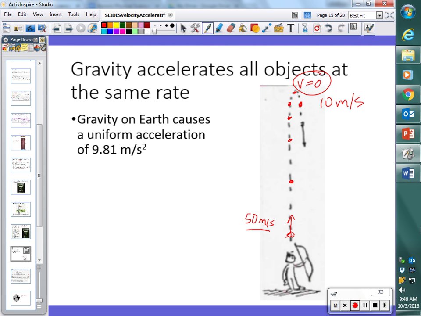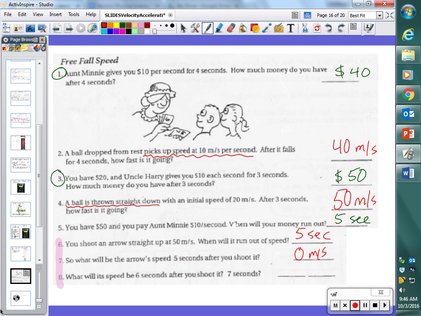Zara. Negative 10 meters per second. Why? Because what does velocity also have to tell us? And direction, right? So, if we go back to our questions about Aunt Minnie, after 5 seconds, it takes 5 seconds for that arrow to run out of speed.